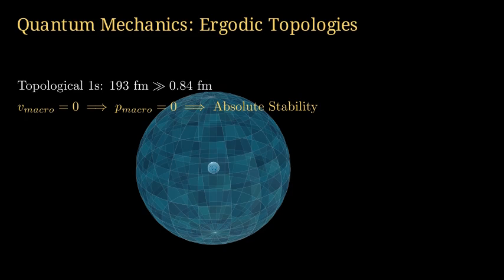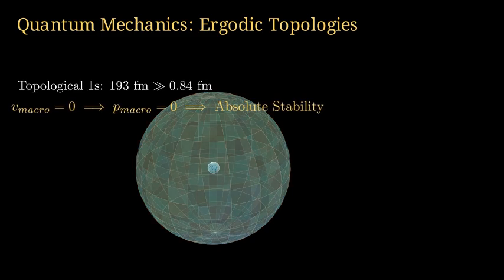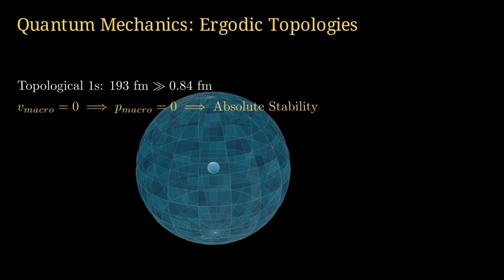In the ground state, it does not orbit. It completely encompasses the nucleus, sharing the exact center of gravity. Its macroscopic momentum and velocity are zero. No movement means no Larmor radiation. The atom is absolutely stable.